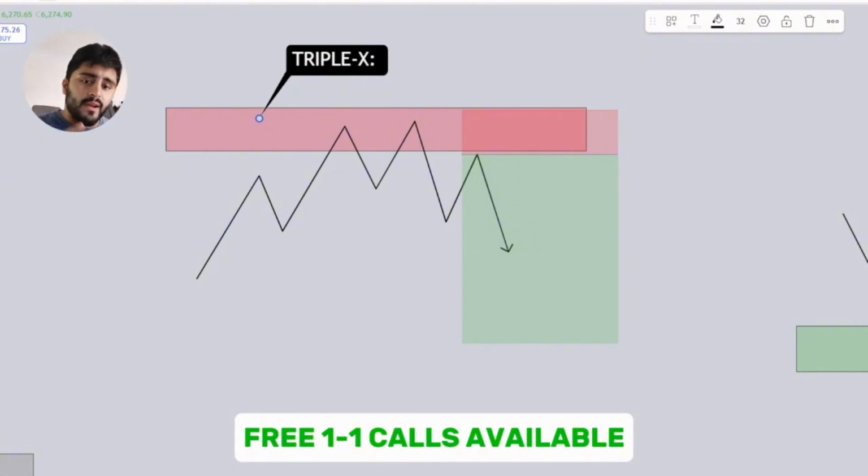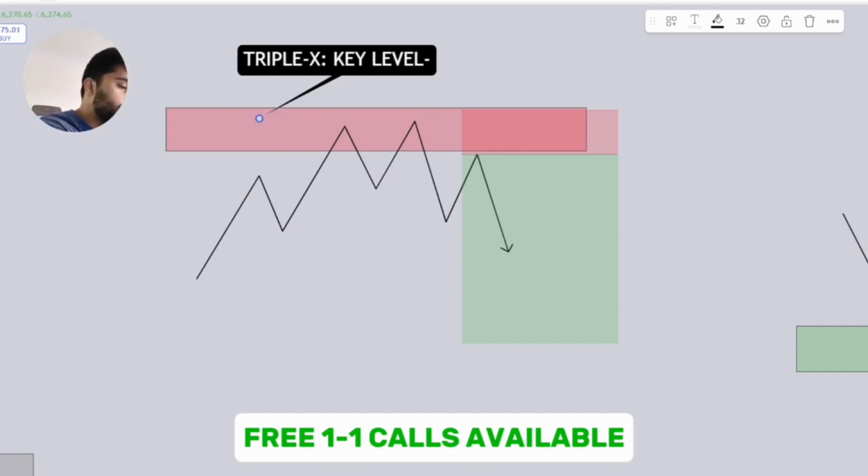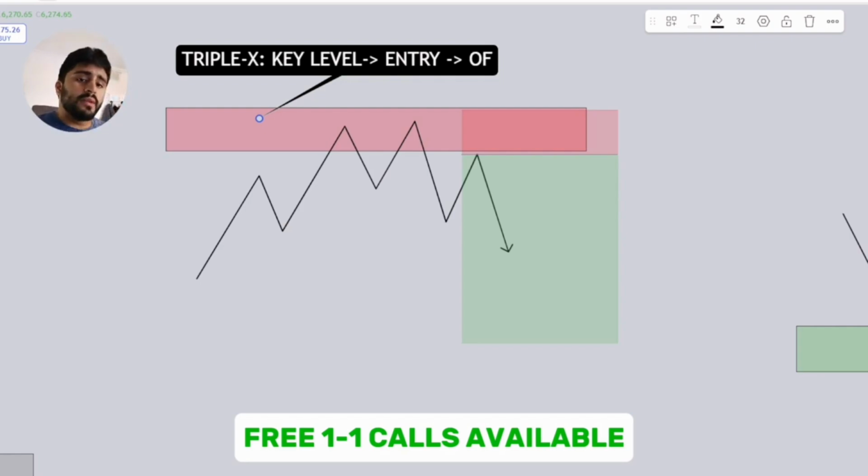So if I were to break this down even more simple for the SMC ICT traders or just generally anyone, you're looking for a key level, right? You're looking for a key level to trade from. You're looking for price to enter the key level. So you're looking for an entry. Then you're confirming everything with the order flow, right? So I'm just going to write OF, right? Order flow. And that's what we're going to be going over.